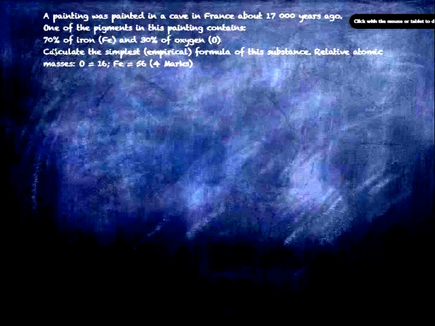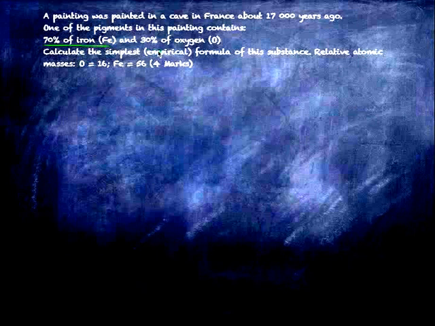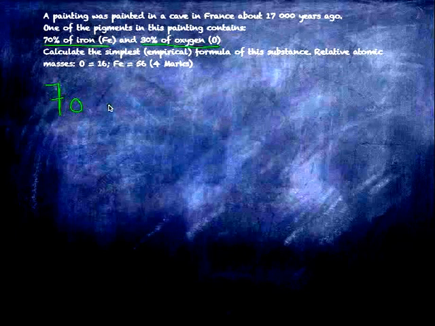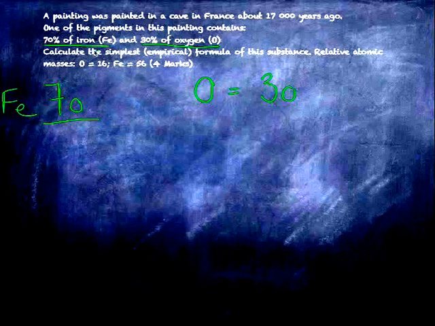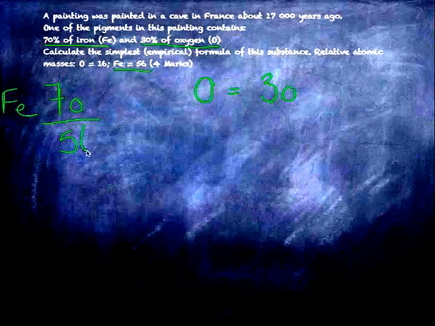So what we have is 70 grams of iron and 30 grams of oxygen. I know it's written as a percentage here, but like we say, we can just assume that if we have 100 grams, that works out at 70 grams of iron and 30 grams of oxygen. So we find out how many moles of iron we have, so it's going to be 70 divided by 56, and 30 divided by 16.